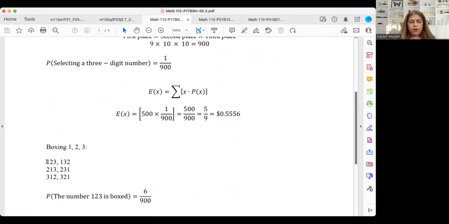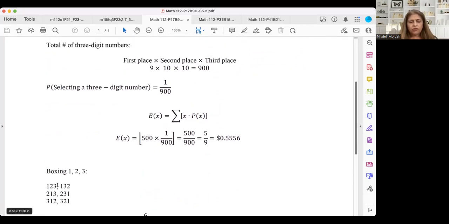You can have 1, 2, 3, then I keep 1 fixed and write 3, 2. Then 2, 1, 3, keep the 2 fixed, then you get 2, 3, 1. Then 3, 1, 2, keep 3 fixed, then you get 3, 2, 1. So there are 6 ways to box 1, 2, 3 to get any combination of 1, 2, 3. Any question?